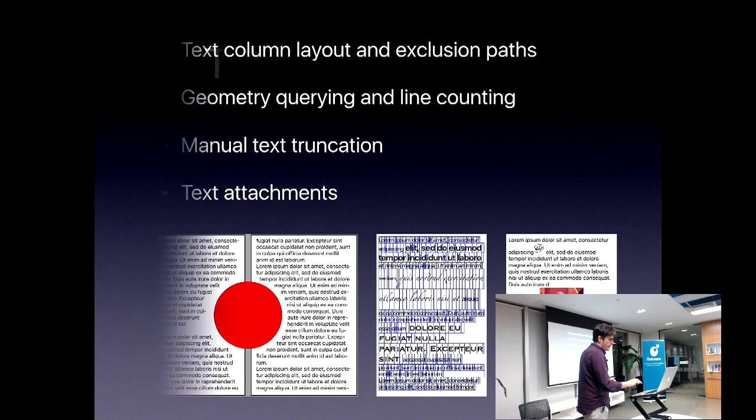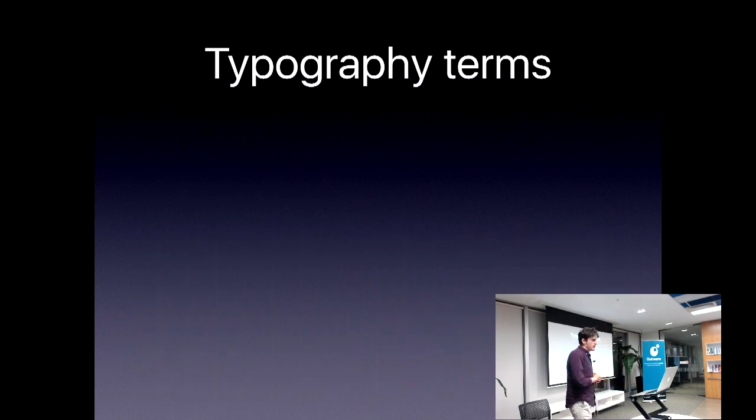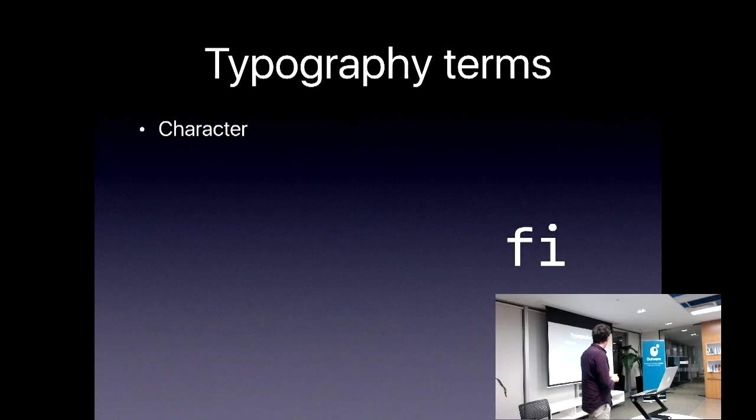Now, before we actually start with these examples, I would like to give a little background to make sure we're on the same page in terms of typography terms. Really quickly. So, you might know what a character is. A character is basically a Unicode point in a string. It can be precomposed, may not be precomposed, doesn't really matter.